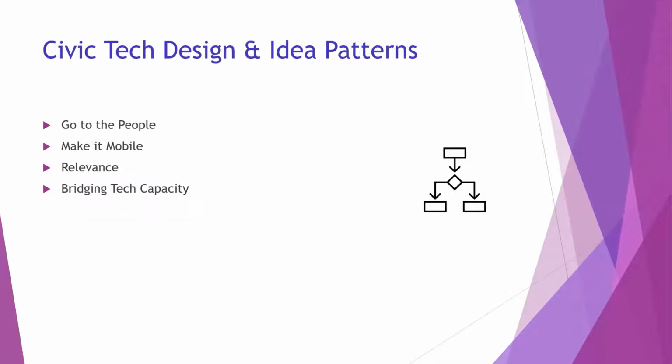In solving this problem, we want to be mindful of common design and idea patterns in civic tech to ensure we're making the biggest impact with limited resources. We want to go to the people, engage with them in the places they already go with human-centered technology. We want to make it mobile, take information in a closed format, and make it available to people when and where they need it. Relevance. We want to make sure our solution is doing something that matters to people in need.